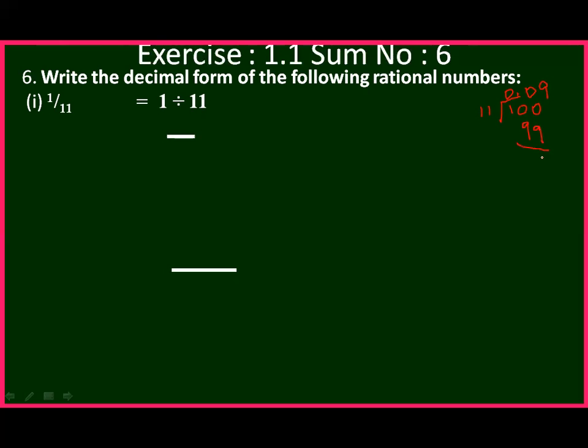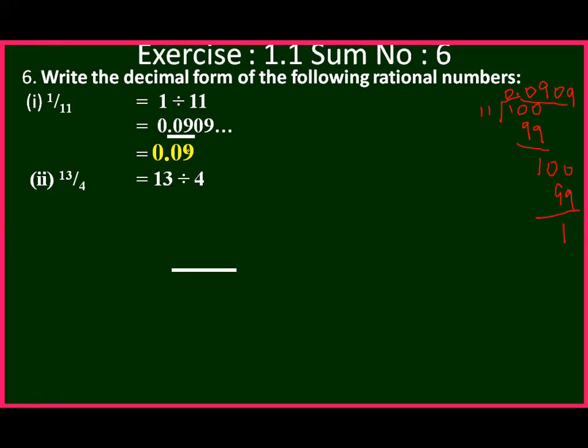And again you get the remainder to be 1. 11 will not go into 1, so you add a 0. Again it will not go into 10, so add another 0. It will go 9 times. So you get 99 and it keeps on repeating. So however much you divide, you're going to get 0, 9, 0, 9, 0, 9. So your answer is 0.090909. Since 09 is repeating, we draw a bar over 09 to show that this block keeps on repeating.